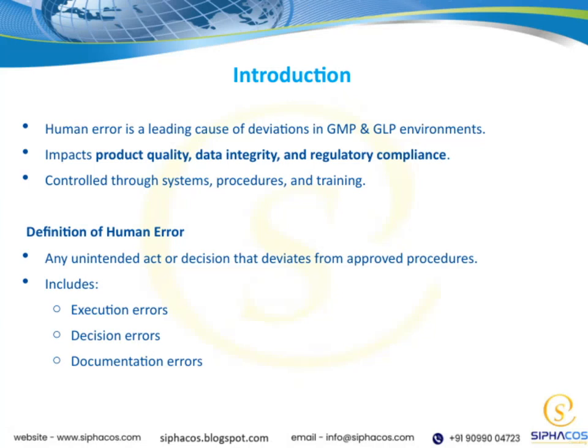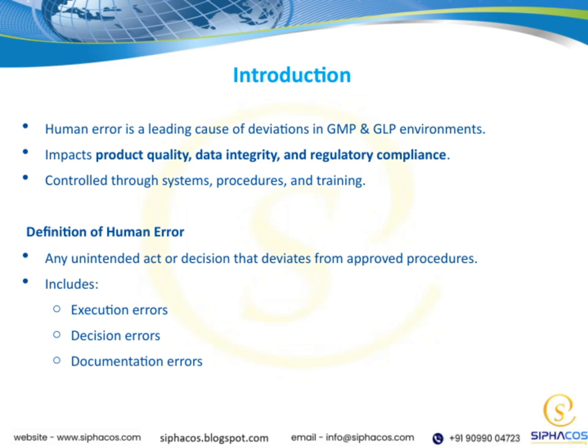Let's start by talking about the introduction. Human error is actually one of the leading causes of deviations in GMP and GLP environments. These deviations can have serious consequences, affecting the quality of our products, the integrity of our data, and our ability to stay compliant with regulations. It's important to understand that these errors are often controlled through well-designed systems, clear procedures, and comprehensive training programs.